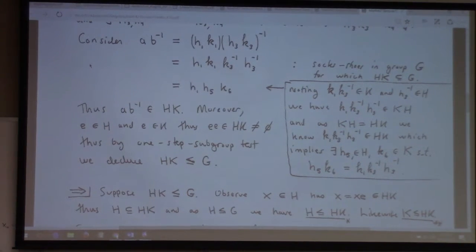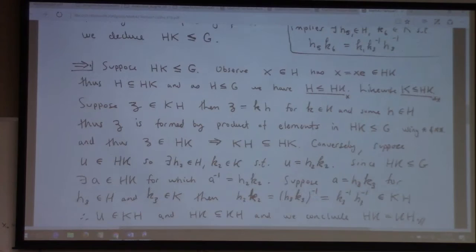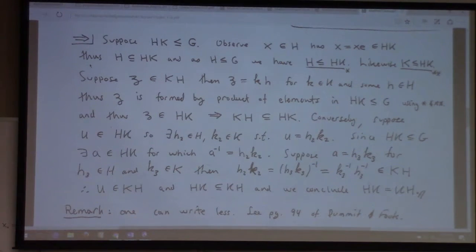Now, the other direction, because it's if and only if, is we want to show that HK is a subgroup of G. Suppose HK is a subgroup of G. If X is in H, of course we have X is in HK, which means that H is a subset of HK. Also, as H is a subgroup, that means that H is in fact a subgroup of HK, because it's a subset which also has group structure, and it's all the same group structure here. Likewise, K is a subgroup of HK by almost the same argument.